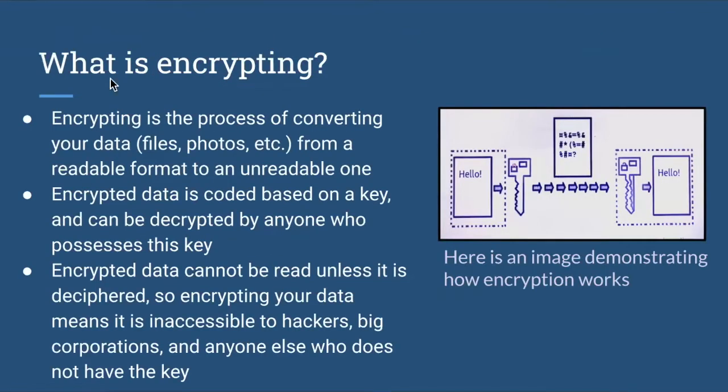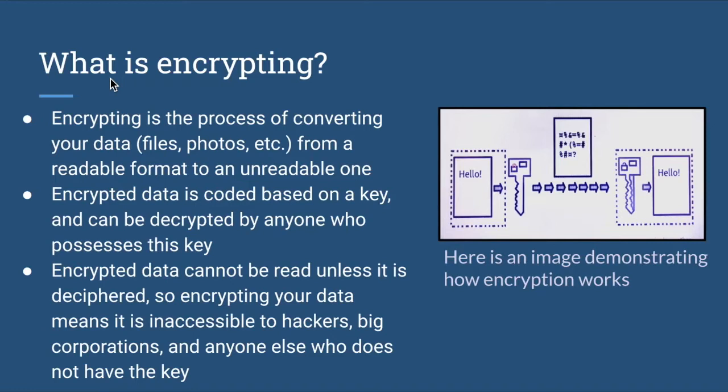Starting off with encryption. This is the process of converting your data, it may be files, photos, videos, etc., from a readable format to one that is unreadable to others. Encrypted data is coded based on a key, and anybody who possesses this key is able to decrypt it back to its original form. This type of data, when it is encrypted, cannot be read unless it is deciphered with the key. So this means that encrypting is a great way to make your information inaccessible to hackers, big corporations, and anyone else who does not have the key.